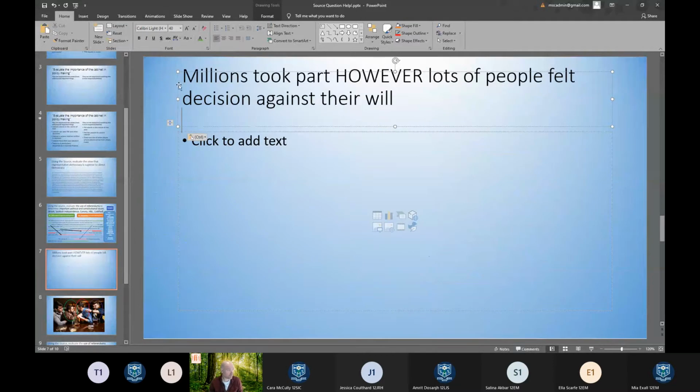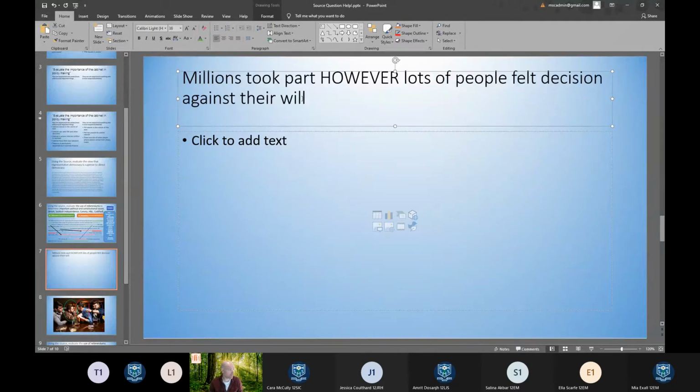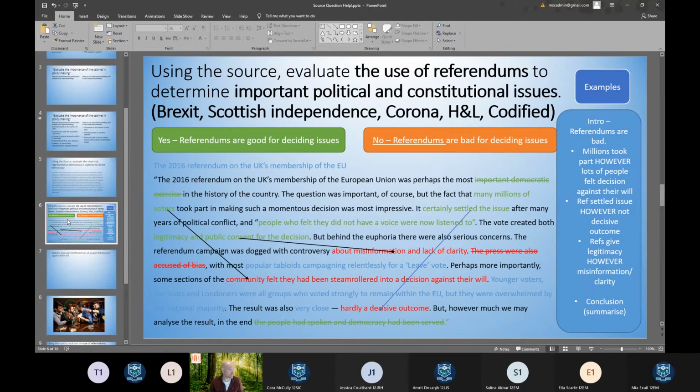so this is the point. This is what I want to argue. Millions of people took part. However, lots of people felt the decision went against their will. So let's just remind myself what I'm writing. So millions of voters took part, making such a momentous decision most impressive. We've got membership of the EU, but then I'm going to be arguing that the decision went against their will, and I've got this bit here about the younger voters, the Scots and Londoners. Okay.